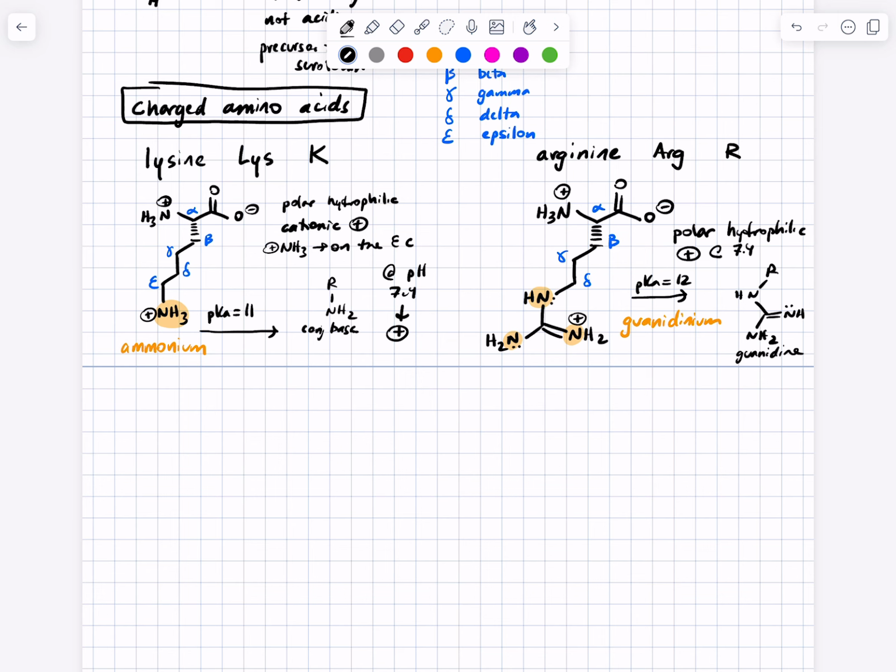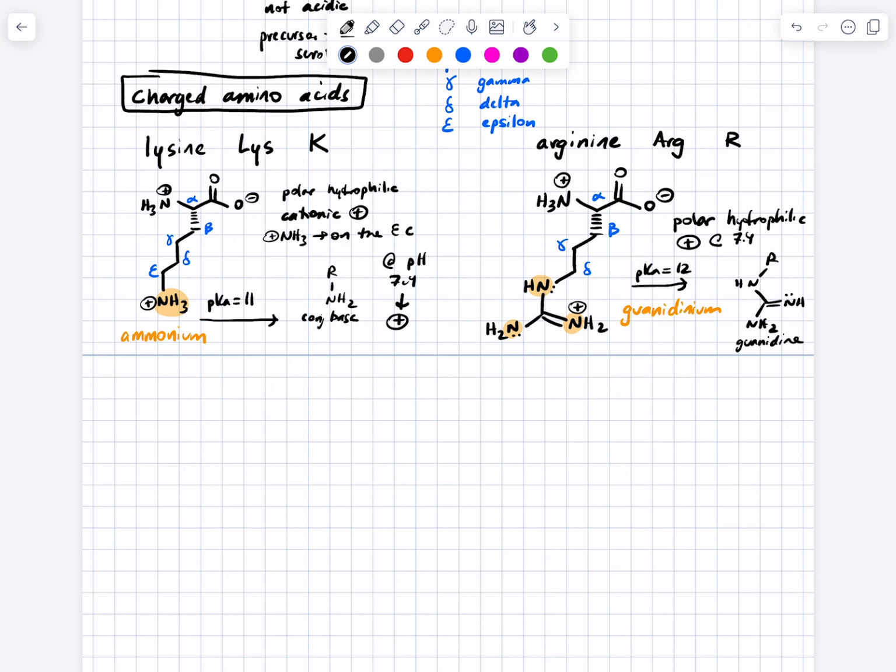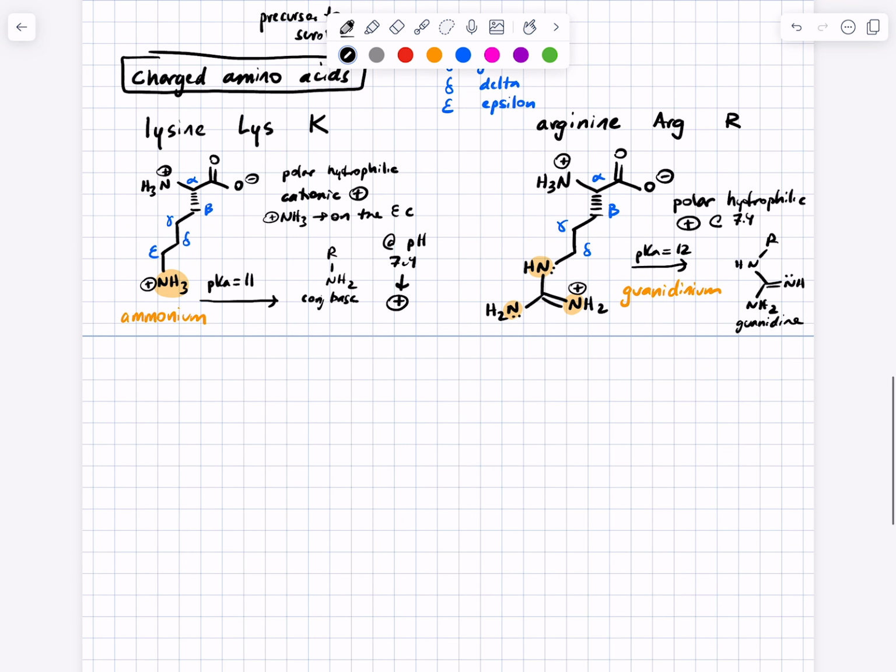In any case, be careful though. Chat is not really good at chemical structures. If you ask it to draw structures, it sometimes gets them wrong. So, yeah, it'll get better, but it's not yet there. All right, let's do the negatively charged amino acids. So arginine counts as cationic as well.